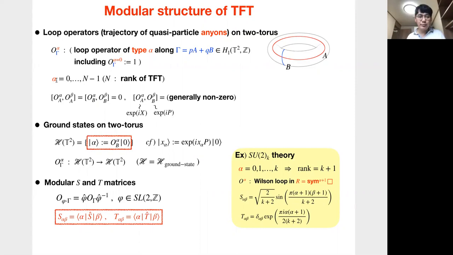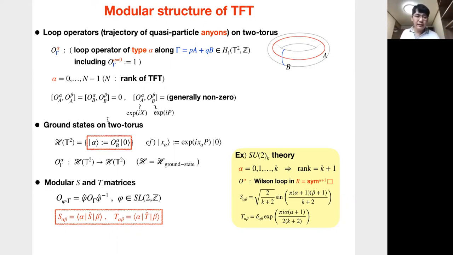Alpha equals 0 corresponds to loop operators. Depending on the topological theory, this allows the loop operators labeled by 0 to n-1. This number n is called the rank of a topological space, which is one of the basic invariants of a topological space.